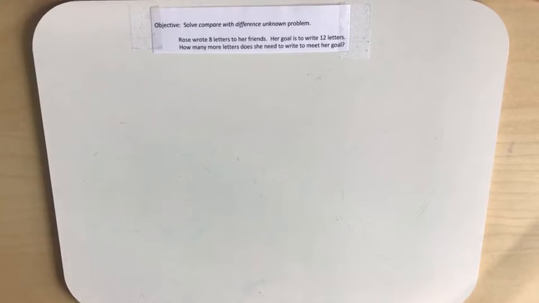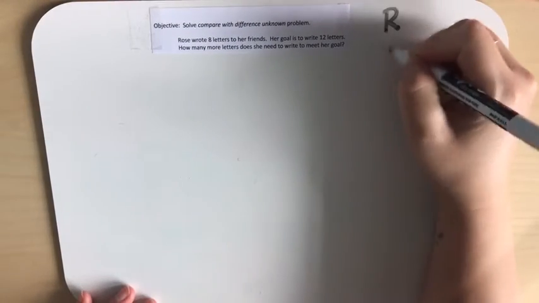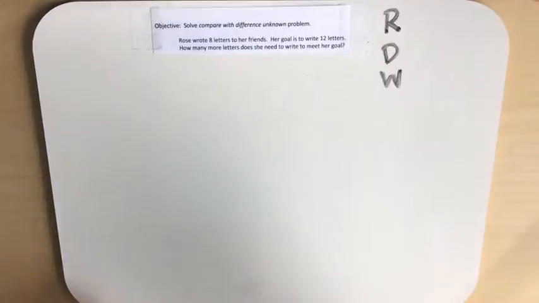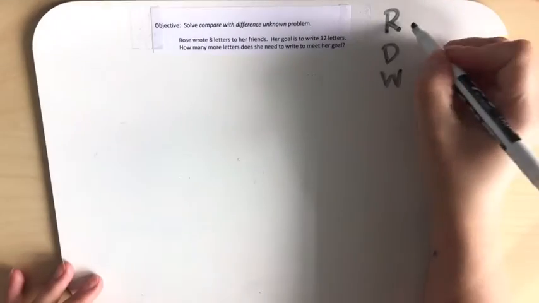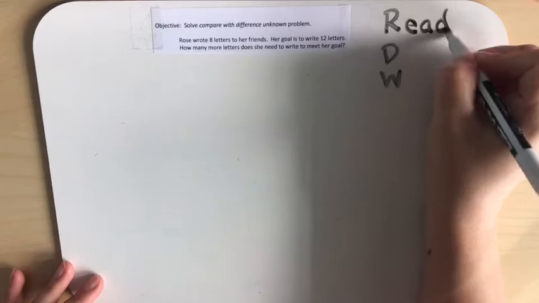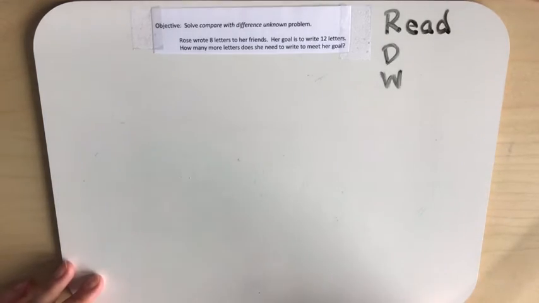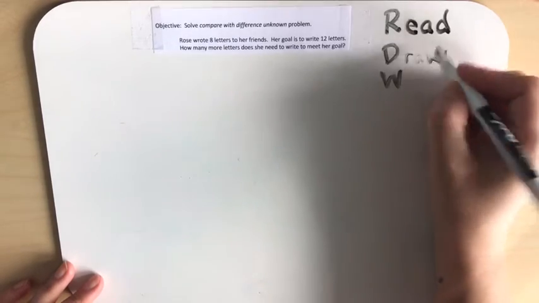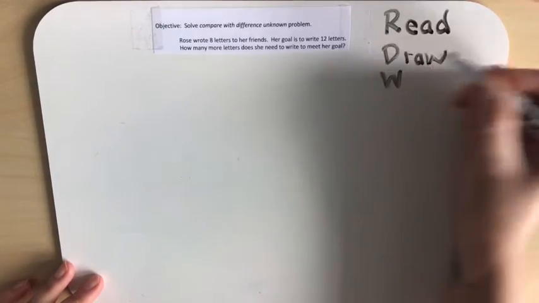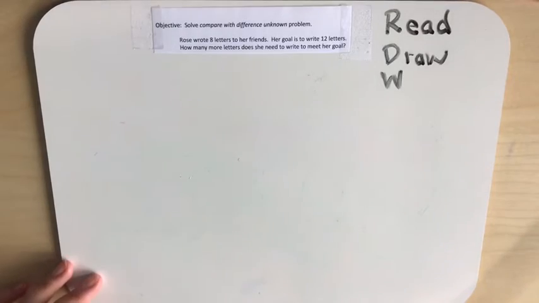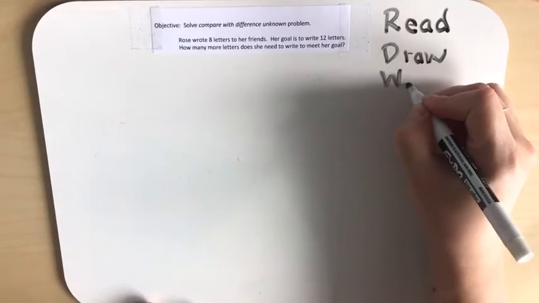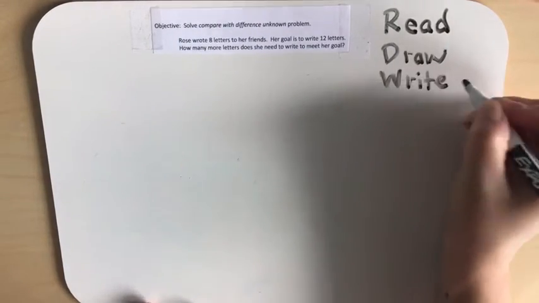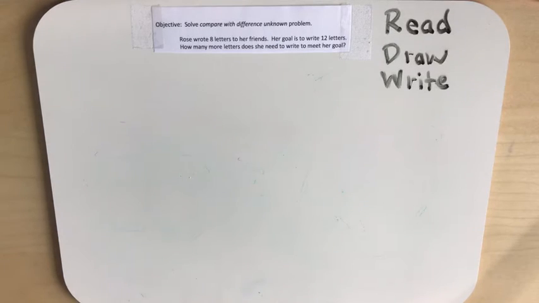Alright, let's get started. We are going to review our read, draw, write strategy. First, make sure that we read the question or the story. Then we are going to draw to help us understand the information that we read in the problem. And then we are going to write a number sentence and a statement to finish our problem.